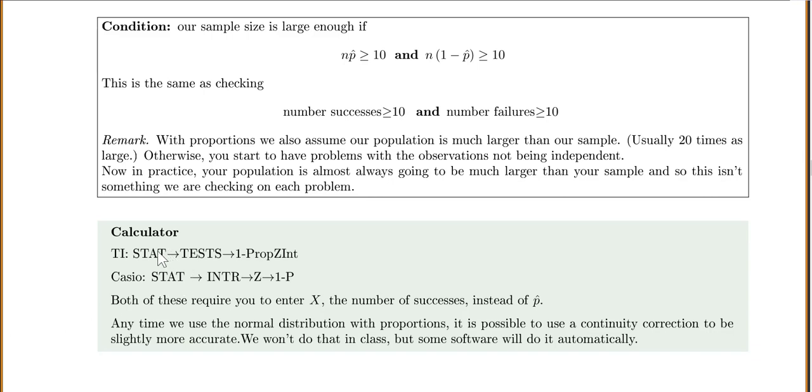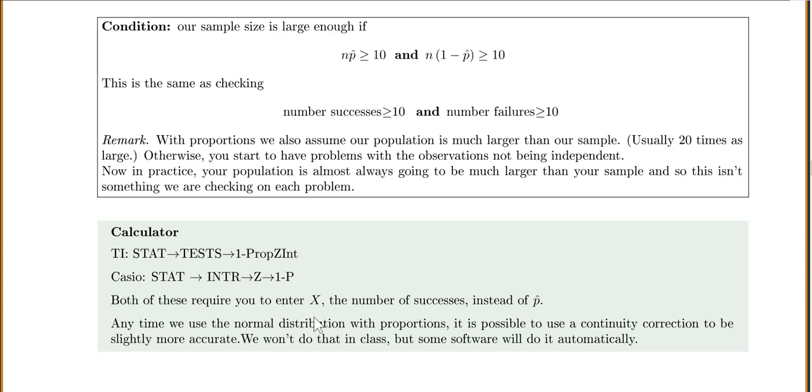To use our calculator, we'll be looking for a confidence interval in there somehow that says like a z for proportions or like a 1p z and then 1p for proportions. But both the TI and Casio require you to enter x, which is the number of successes, instead of the actual sample proportion. Some software makes you use sample proportions, some software makes you do the number of successes.